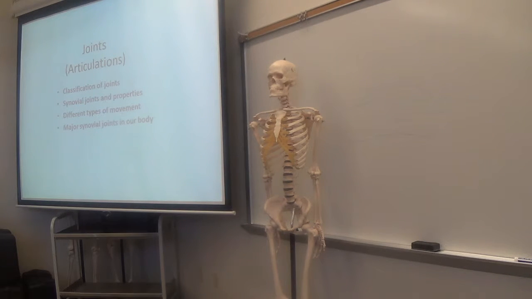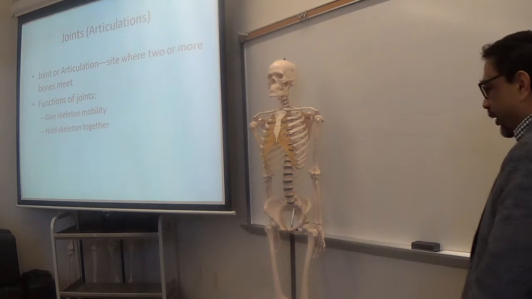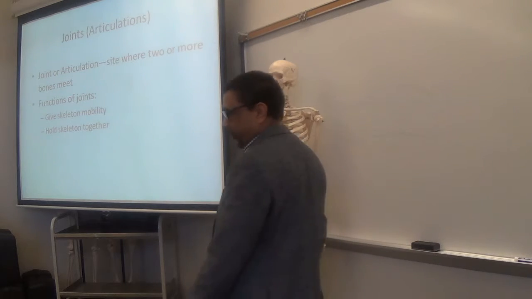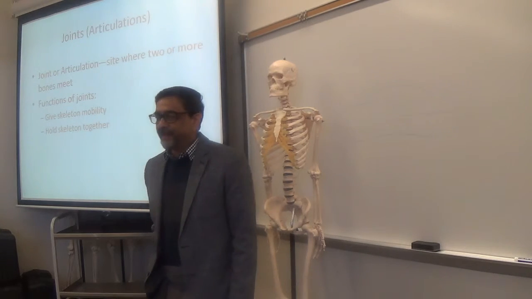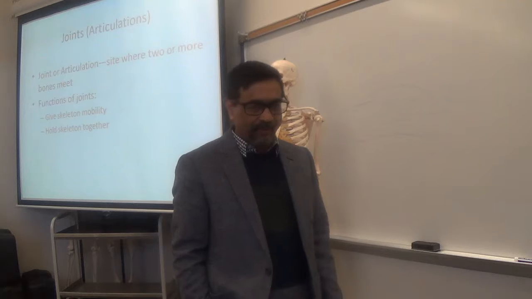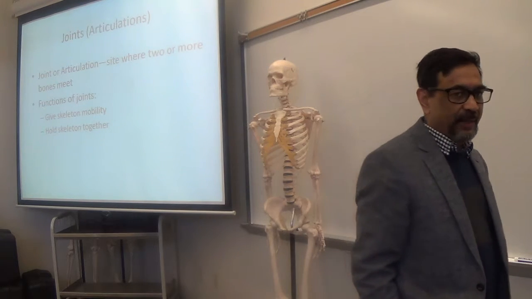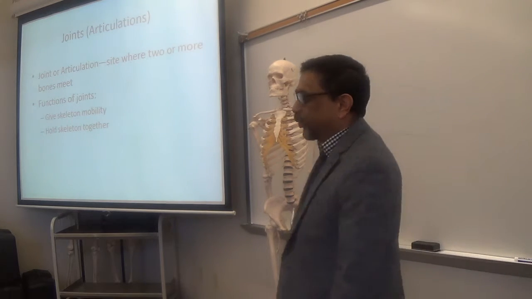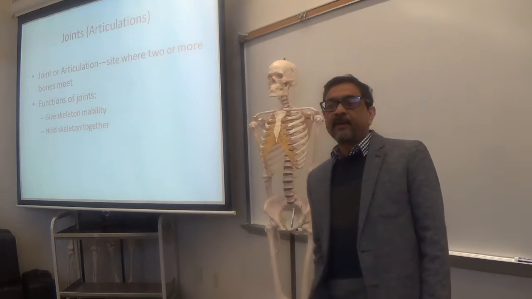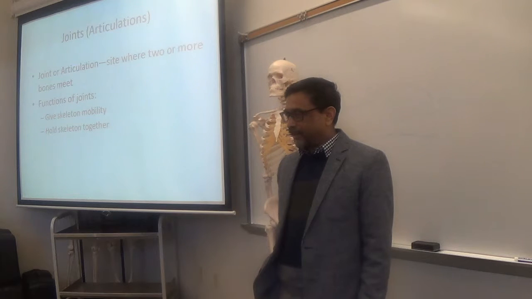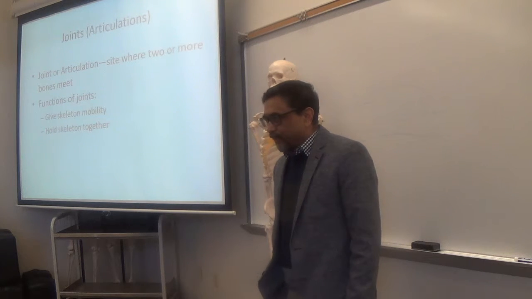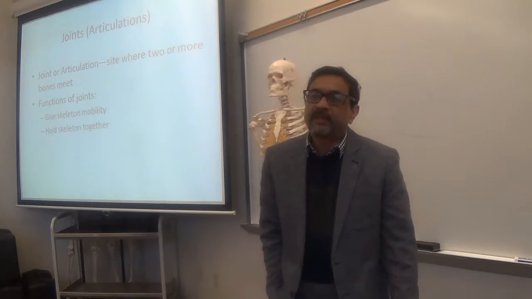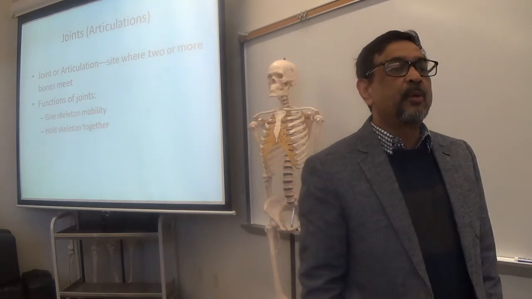So first, what is a joint? A joint is the location where two or more bones unite or meet, very simple, or articulate, same thing. So, where two or more bones unite or meet or articulate, that is a joint. That's why joints are also called articulations.